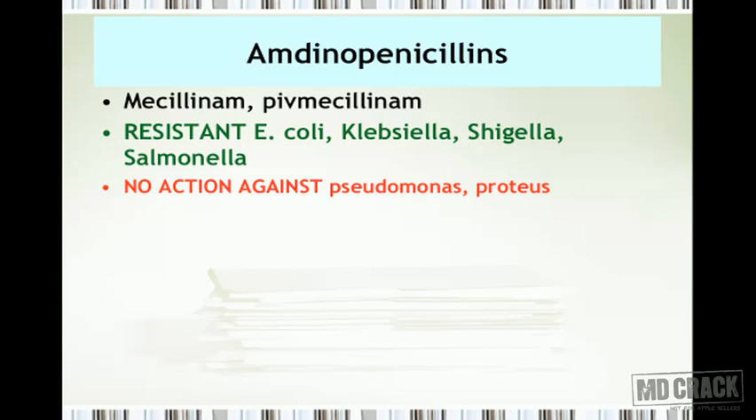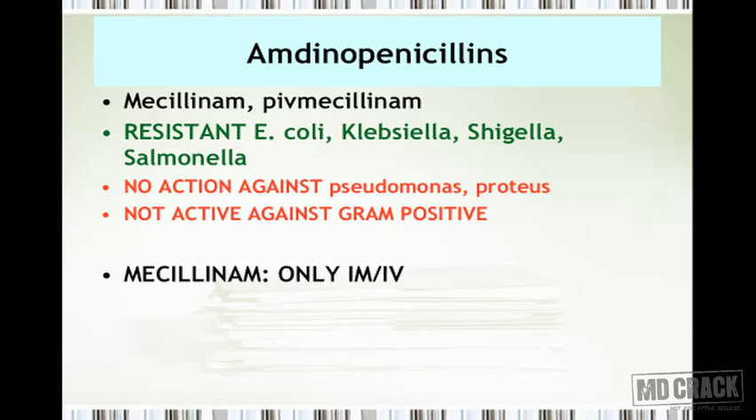Plus they have action against Shigella and Salmonella. They don't have any activity against gram-positive organisms. So please mind well, we are reaching the last group of penicillins, and as we go towards the right side from the left side, further and further to the extended spectrum penicillins, they have more and more activity against gram-negative organisms at the cost of gram-positive organisms. So their activity is mainly against E. coli, Klebsiella, Shigella, Salmonella, not against Pseudomonas, Proteus, and not against gram-positive organisms.